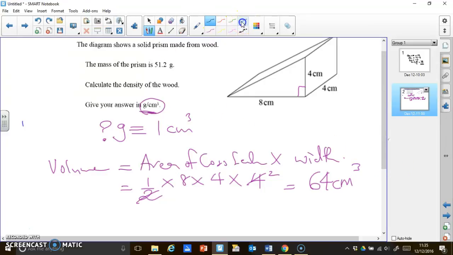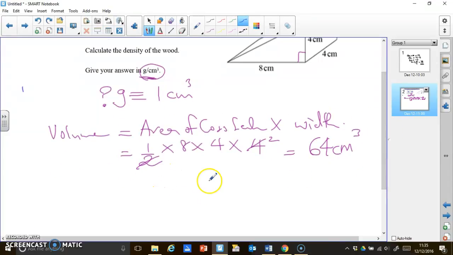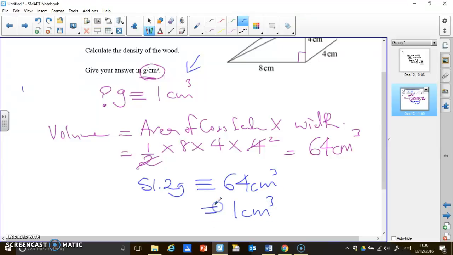We've already been told in the question that the mass of the prism is 51.2 grams. This means that 51.2 grams of wood represents 64 cm cube of volume. But what we are interested in is 1 cm cube of volume. Hence, we're going to be using our proportional relationship.